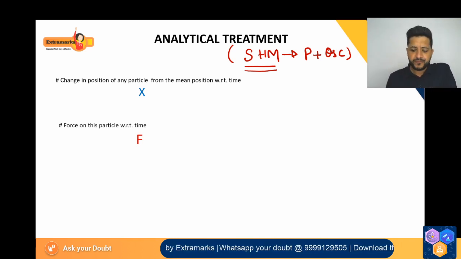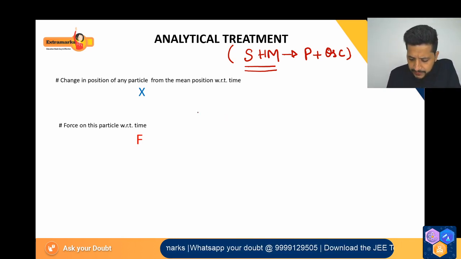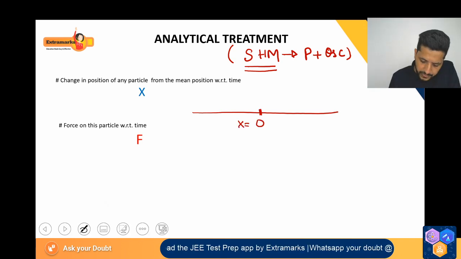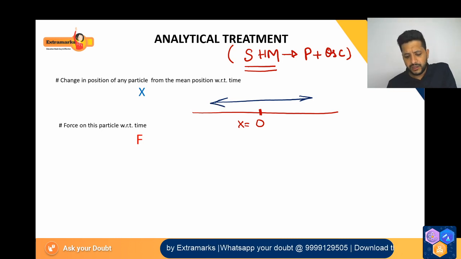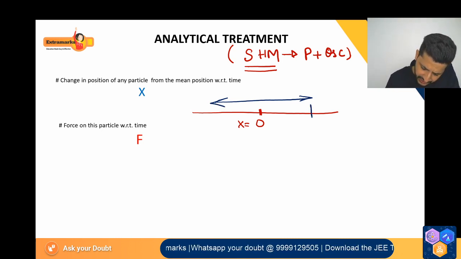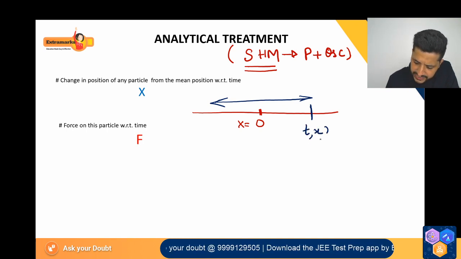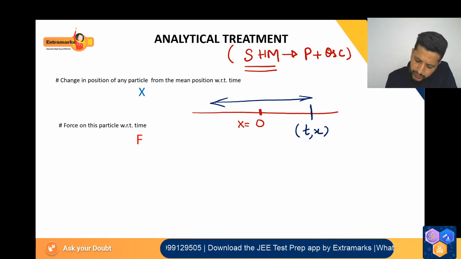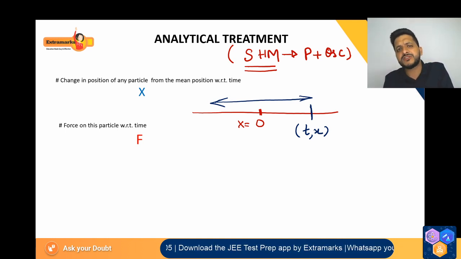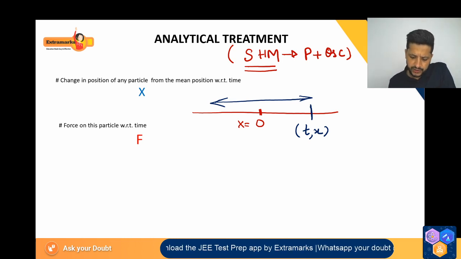Say we have a particle moving along this horizontal plane to and fro, and at some instant t its position is x from the origin, and it may be moving forward, it may be moving backward. As of now we are not going into that.